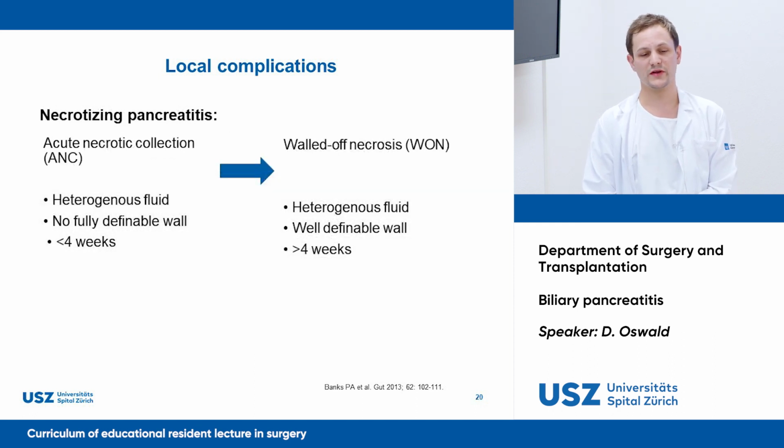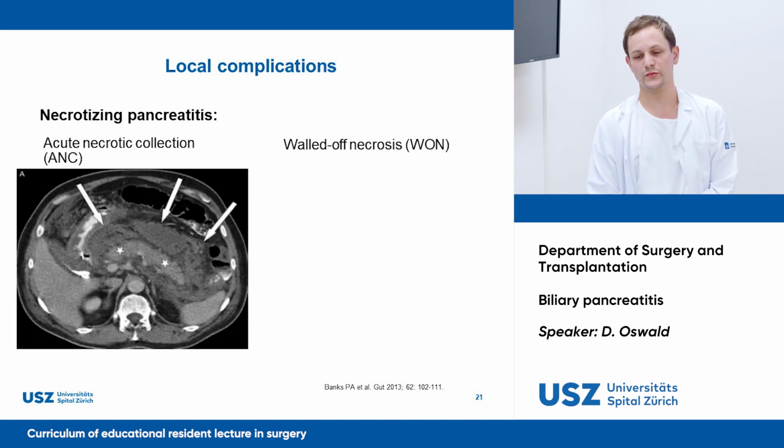For the necrotizing pancreatitis, there's the acute necrotic collection. That's a heterogeneous collection with no fully definable wall. That is again in the first 4 weeks. If they mature, they can build a well-defined wall too, still heterogeneous, and they're now called a walled-off necrosis. That's a picture of the acute necrotic collections with necrosis involving both the pancreas and the peripancreatic tissue.